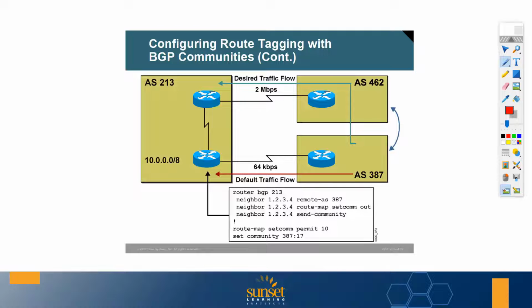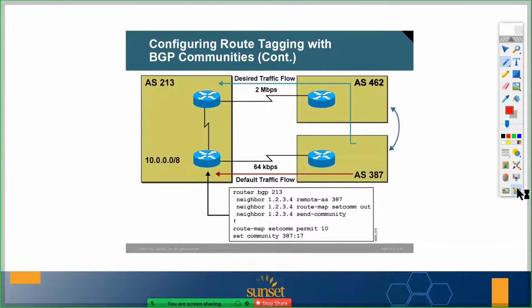So here, what they've done is created my route map called setcom, set community. Notice there are no match conditions, and they're setting the community string to be 387:17. So that would match all routes and apply a community string of 387:17 to all routes as it gets advertised up onto this neighbor.